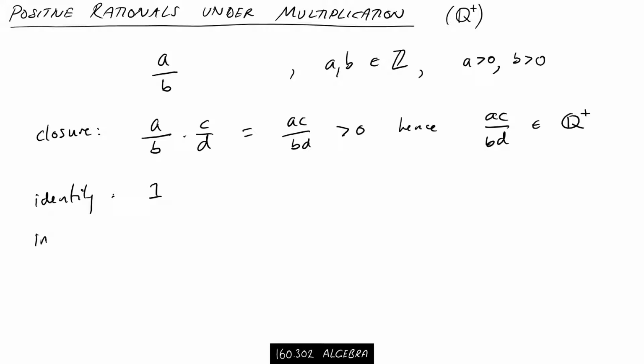What about inverses? Well, compared with our complex number example, this one's quite straightforward. The inverse of A over B is equal to B over A. This is just the reciprocal. And that is also greater than 0. We can't take a reciprocal of a positive number and get -1. So that means that's also an element of Q plus. And so associativity comes for free because multiplication we already know is associative. So the positive rationals form a group under multiplication.